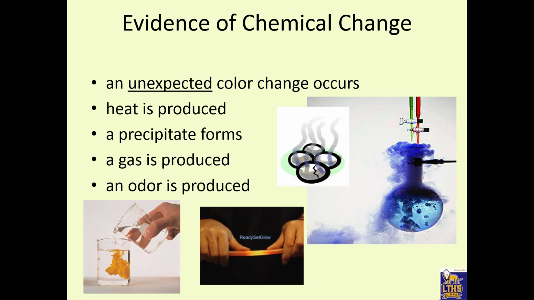We have an unexpected color change, heat is produced, a precipitate forms, it's a solid. Okay, here let me show you what that means. I'm pouring two solutions together here and you get this chunky solid. A gas is produced or an odor is produced. Those are some signs of chemical change.